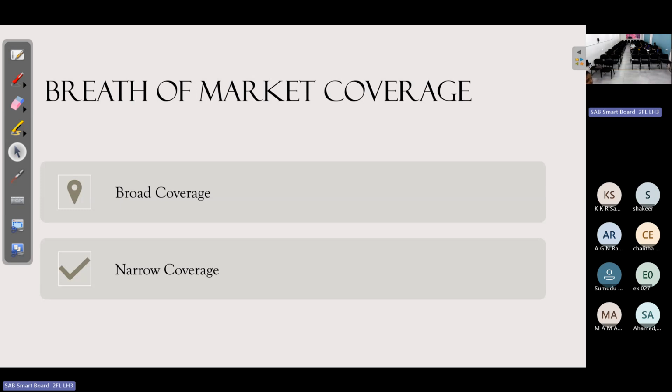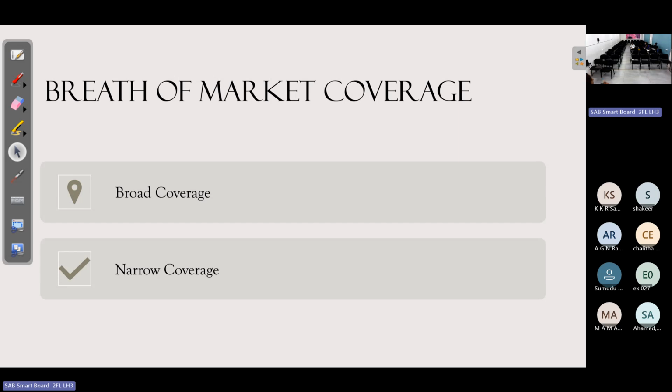In there we have broad coverage and narrow coverage. Broad coverage means if we are going to cover many market segments, we call it broad. Narrow means we are going to cover only a few or one specific segment. Broad coverage mostly comes under the segmentation approach and the mass approach. Narrow coverage comes under niche marketing and micro marketing.